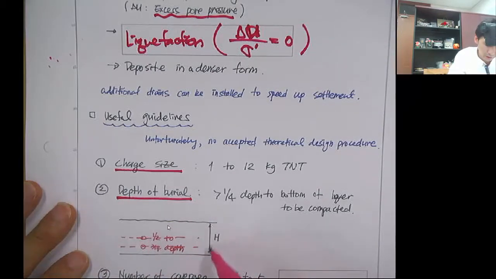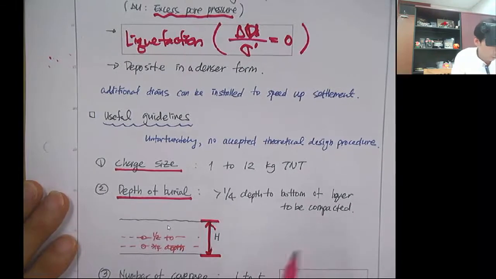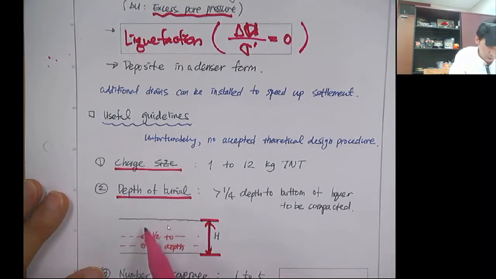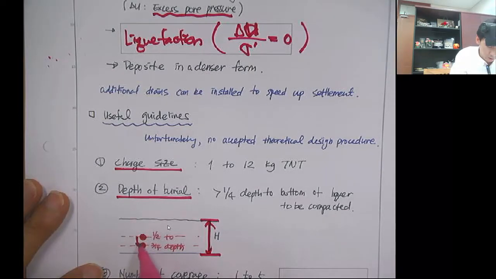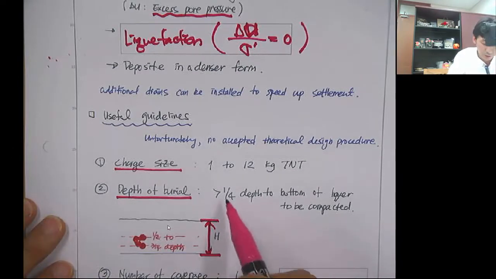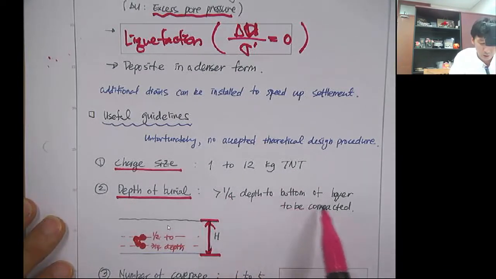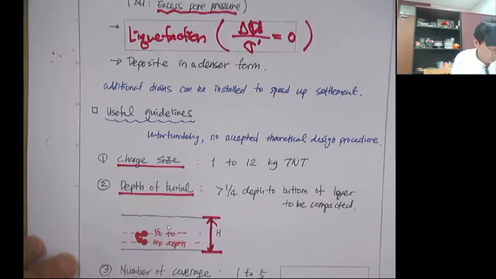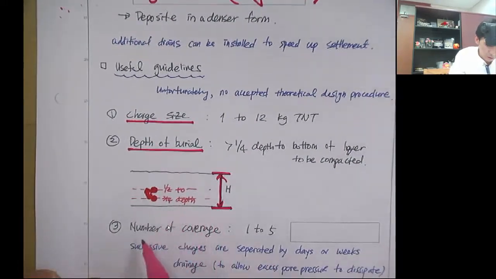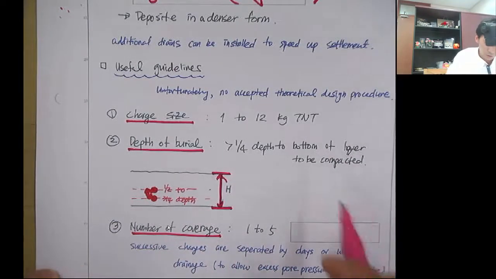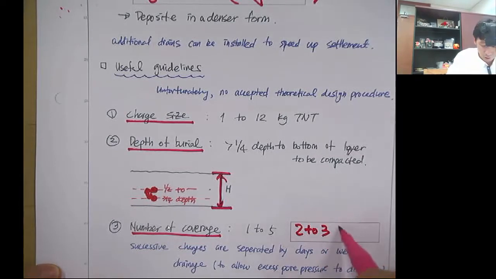So if H is the thickness of the layer that needs to be compacted, then you can install the explosion at about the half depth or 3/4 depth. So between this range, it's okay. But above the 1/4 depth to the bottom of the layer to be compacted is the recommendation. And the third is the number of coverage. So 1 to 5 explosions are typically used, but 2 to 3 are usually used.